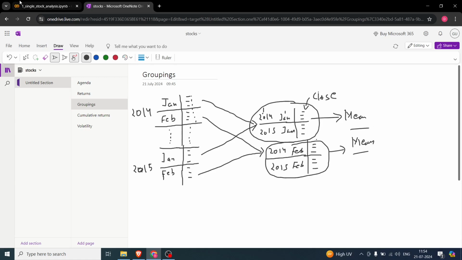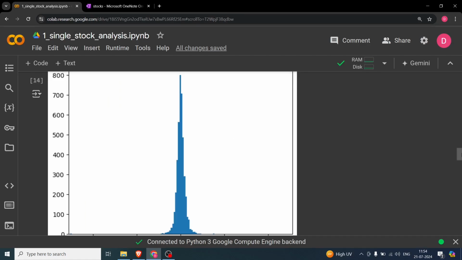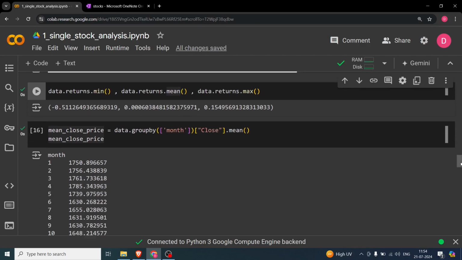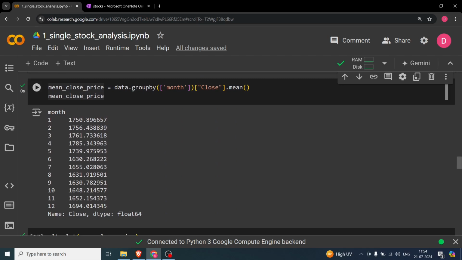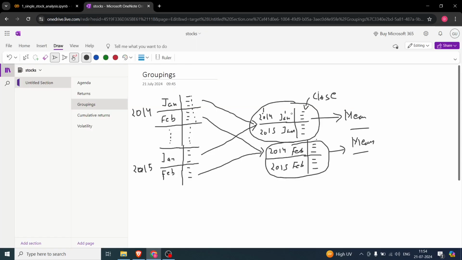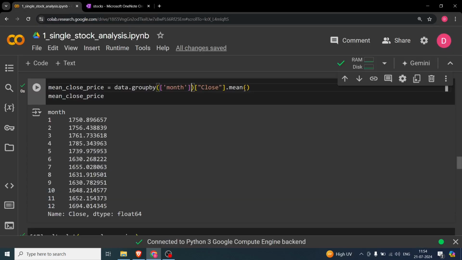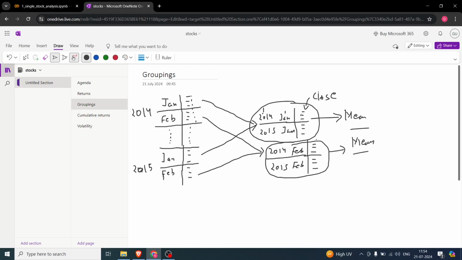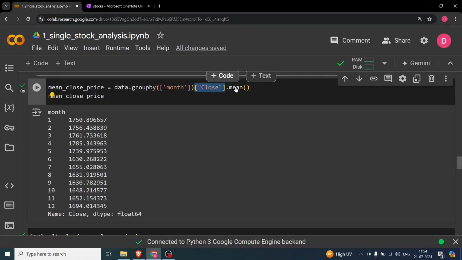Okay, so let's go back. Over here, if you come and see, that is what we have done. We have used the group by function. Group by what? Group by month. As we have explained here, we have been grouping by month. Group what? Group the close prices. These small dashes were the stock close prices. And what you want to do is find the mean of that, so you find the mean and then you print that.